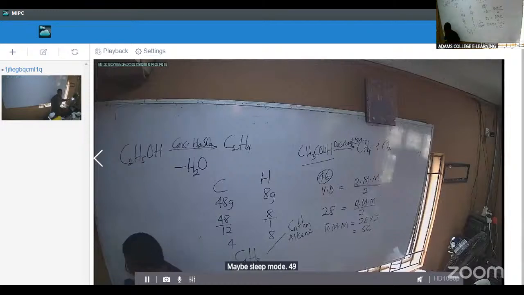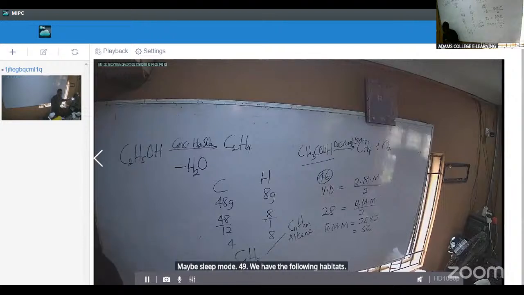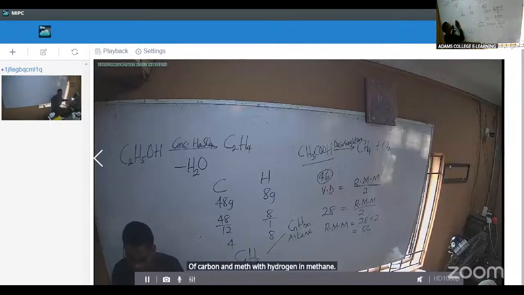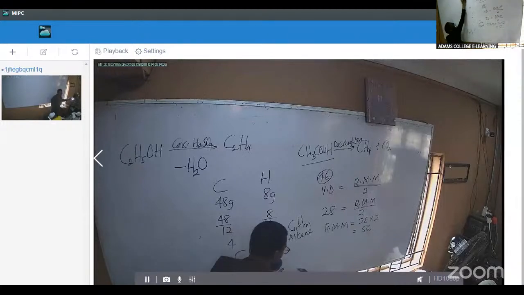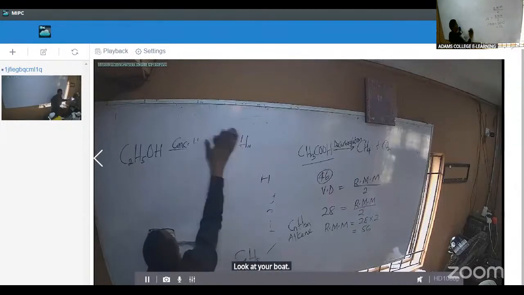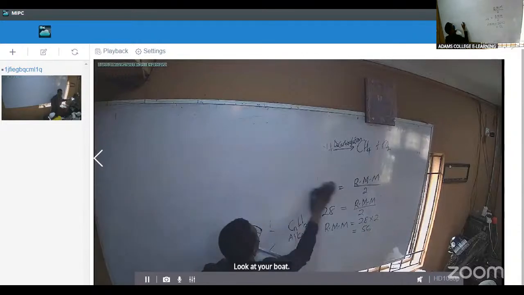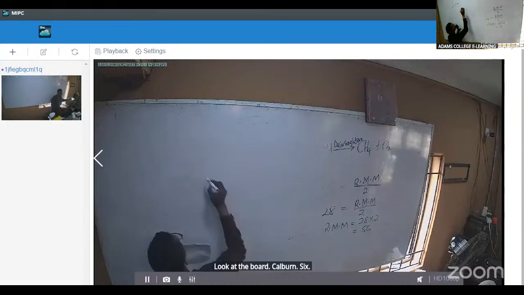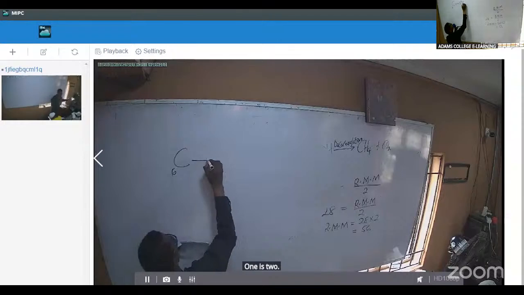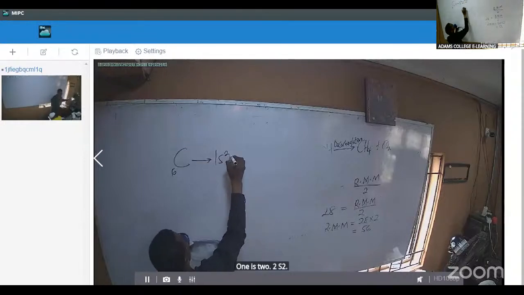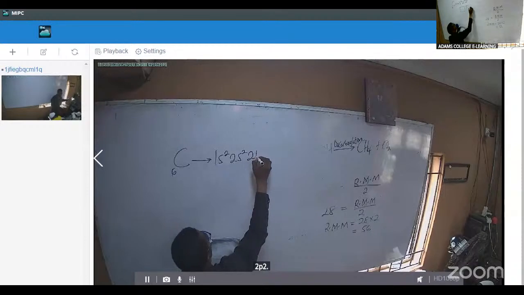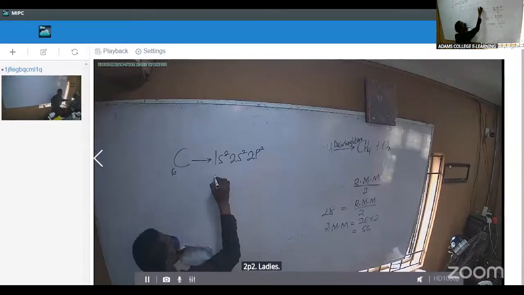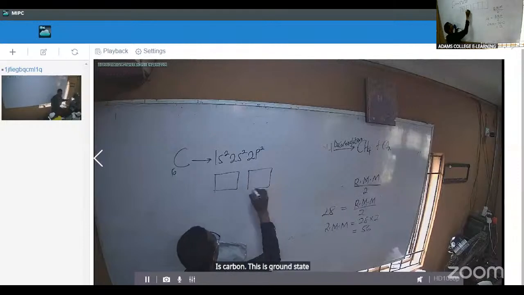49. What are the following orbitals of carbon that are mixed with hydrogen in methane? Look at the board. Carbon, 6: 1s2, 2s2, 2p2. Like this. This is carbon, the ground state configuration.